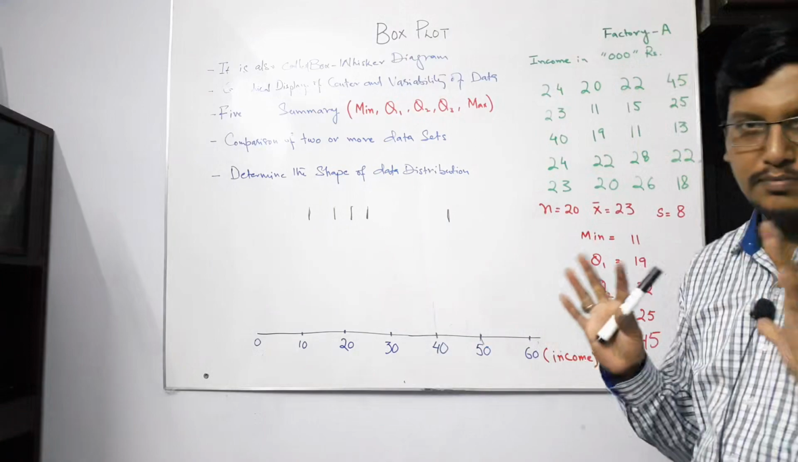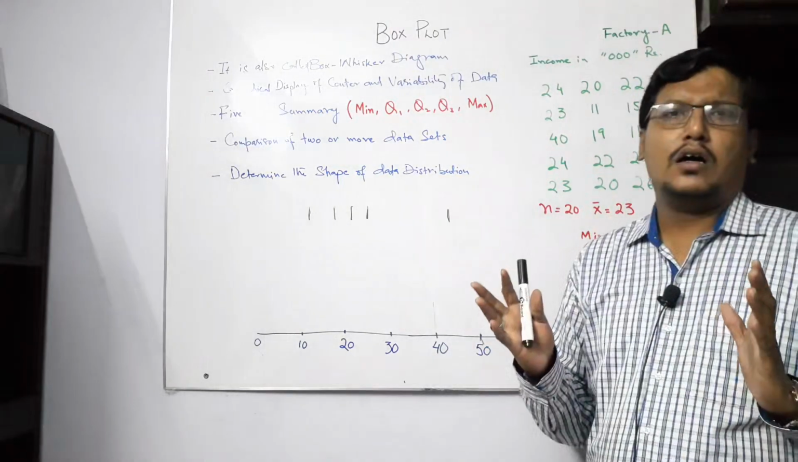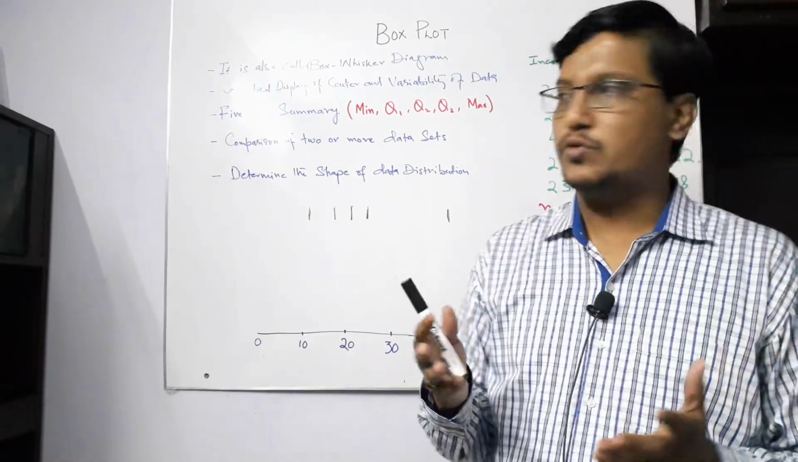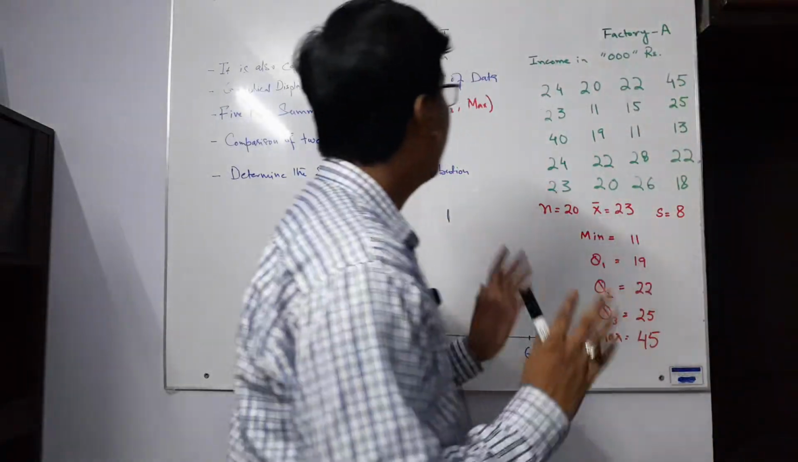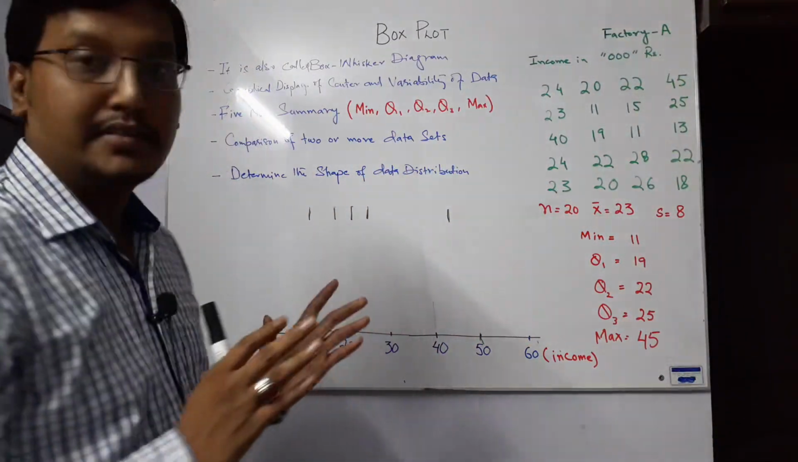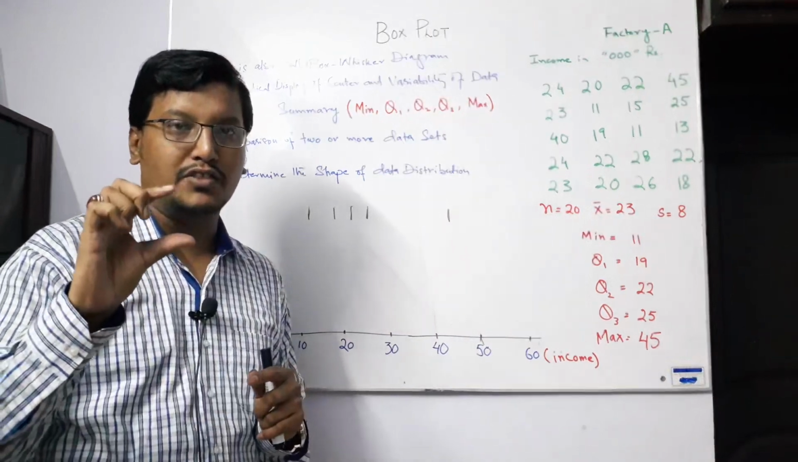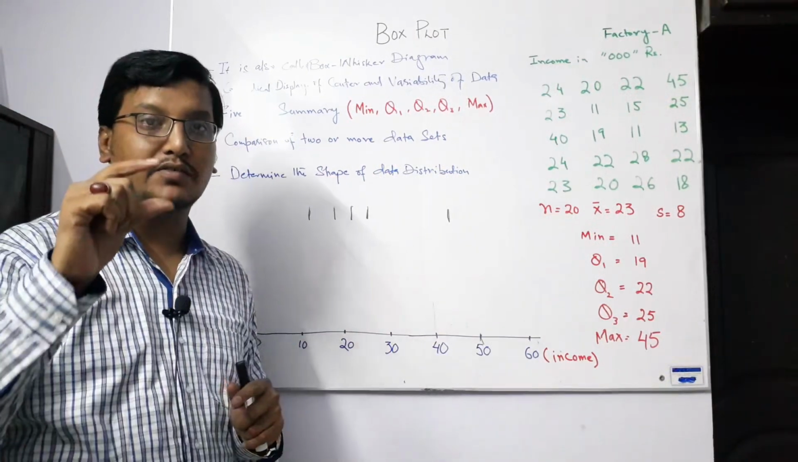Box plot is basically a graphical representation of our data. We have so many graphs and charts in statistics to represent our data, but the box plot has a specific importance in statistics. Although it is a very small topic and small concept, it has a significant meaning and significant explanation in statistics.